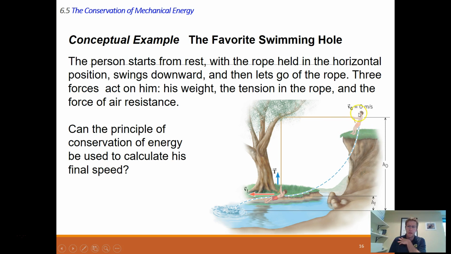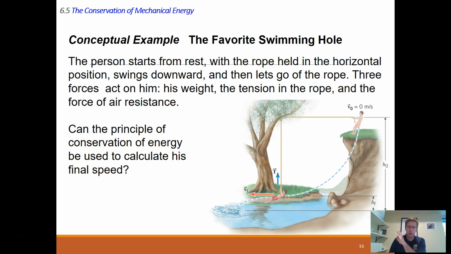All right, here's another conceptual example for you. So here's a kid. He starts at 0 meters per second. He's got this rope swing. He's going to swing through 90 degrees and have some final velocity here at the very bottom. Again, he starts from rest up here. He swings down until he's perfectly horizontal, and then he's going to let go and plop into the river for some physics fun. There are 3 forces acting on him: his weight, the tension in the rope, and air resistance.